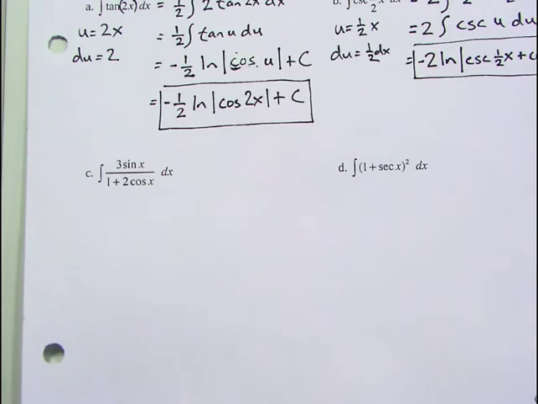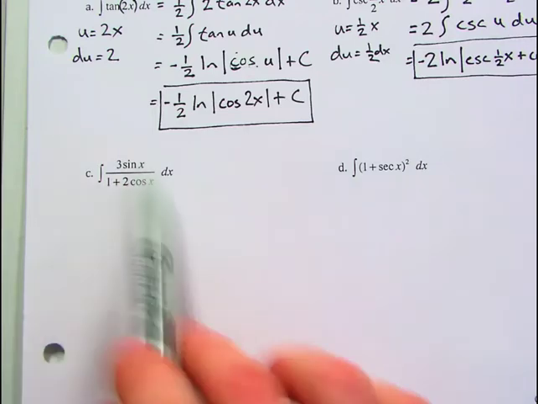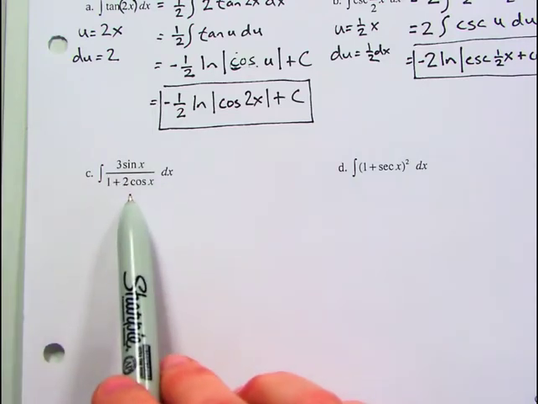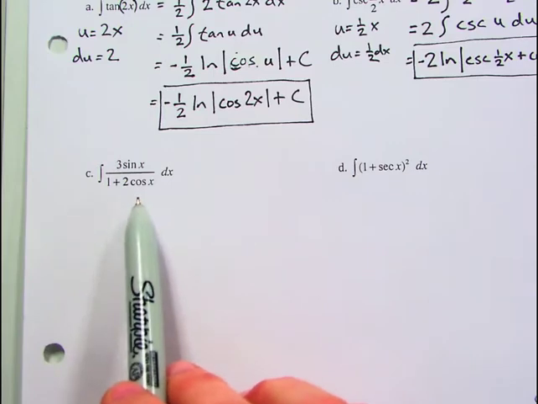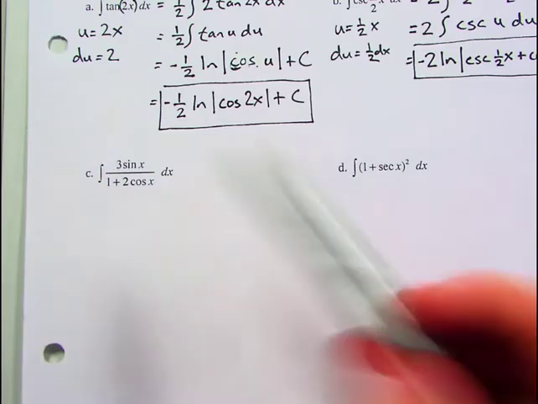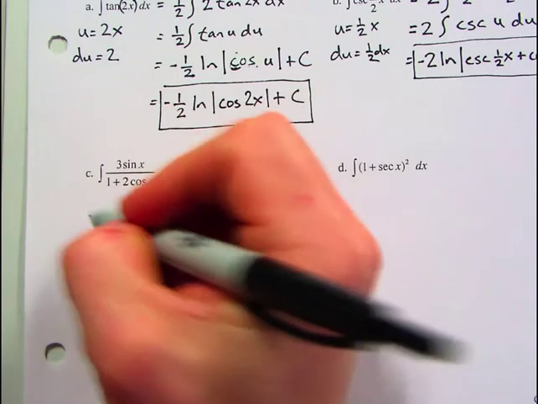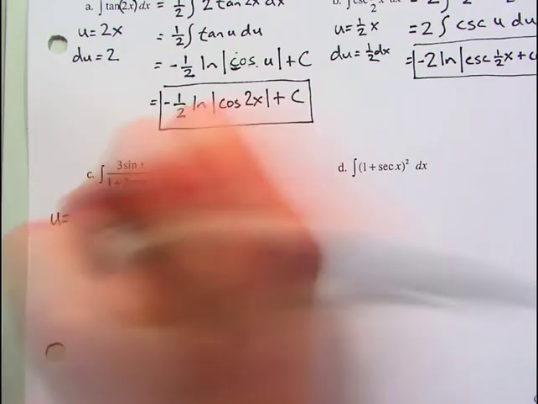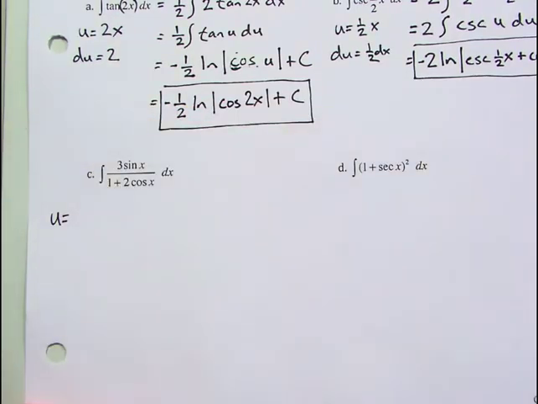So here we go. In this case, we see a fraction, and so we're going to think possibly this is integration using natural logs. Notice we don't have just a single trig function here. So in this case, we're going to switch things up a little bit, and we're going to let u equal the denominator.